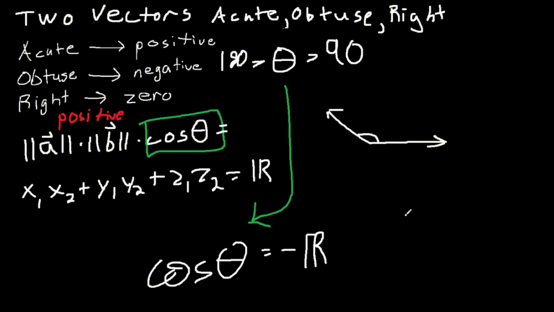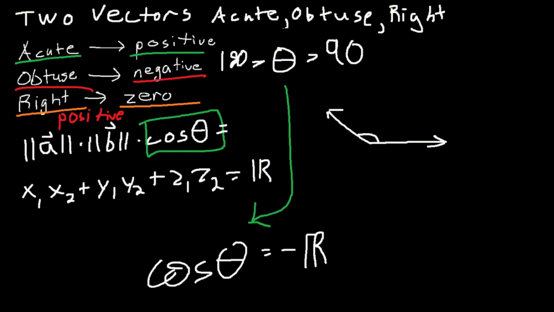All right. So that's just it. If your dot product is positive, then the angle is acute. If your dot product is negative, then the angle is obtuse between the vectors. And if your dot product is 0, the angle is right.